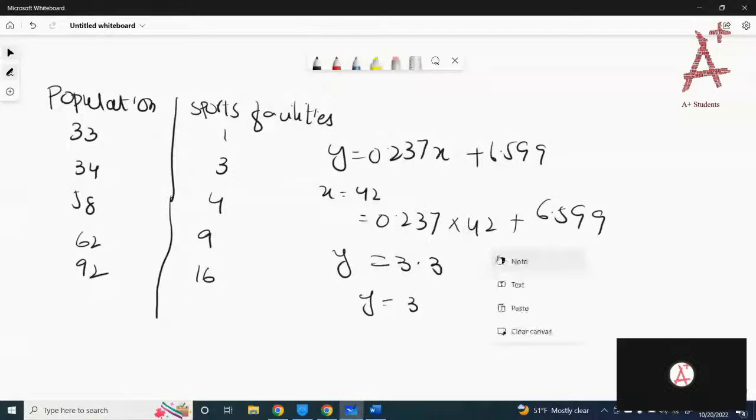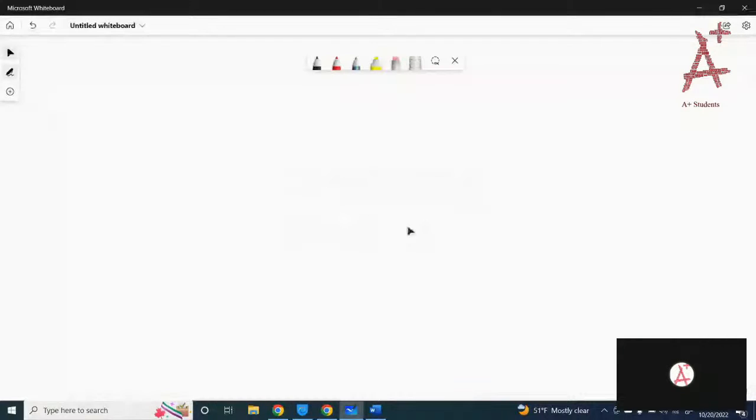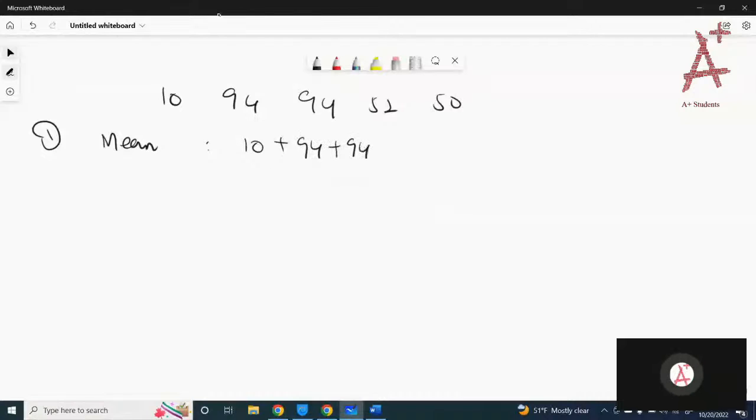Okay, sorry. So let's start with the final test. In the data set below, what is the standard deviation? You are given a data set, and you have to find the standard deviation. The values are 10, 94, 94, 52, and 50. For the standard deviation, the first step is to calculate the mean. For the mean value, you have to add them all, 10 plus 94 plus 94 plus 52 plus 50, and then divide by 5.